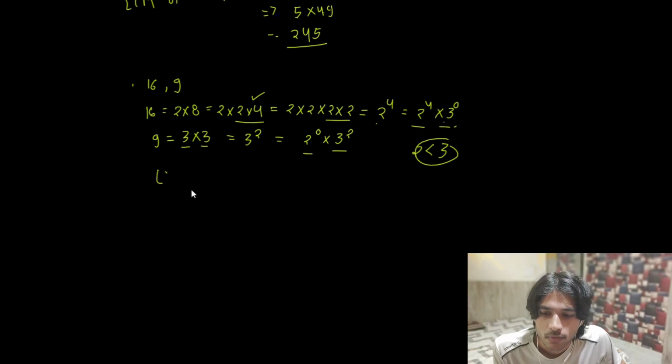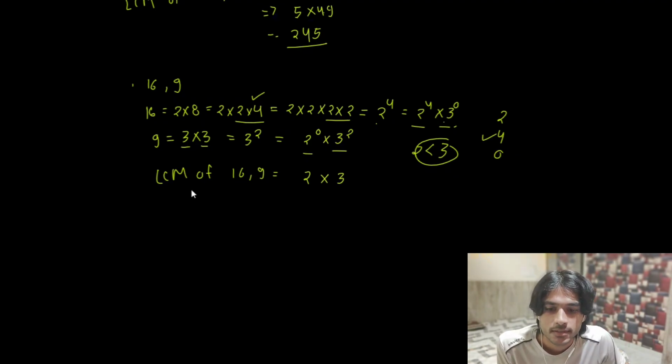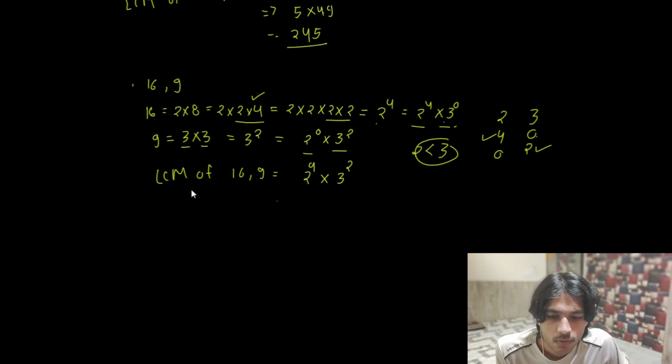So now I have to find the LCM of 16 and 9. So I have to write the prime numbers. The prime numbers are 2 and 3. Now, in case of 2, we have two powers, 4 and 0. We have to choose the greatest for LCM. So among 4 and 0, 4 is the greatest. So 2 to the power 4. Then 3. 3 has power 0 and 2. Among 0 and 2, 2 is the greatest. So 3 to the power 2.